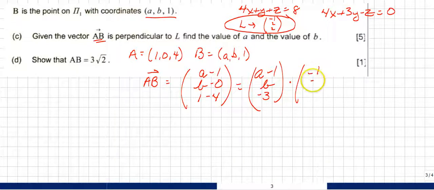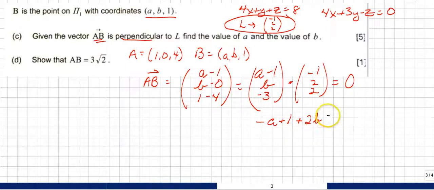Now, since they're perpendicular, their dot product has to equal 0. So I'm going to set that up: (-1, 2, 2) dotted with (a-1, b, -3) has to equal 0, because we're trying to find a and b. Dot product, you just multiply and add again. So (a-1) times -1 is -a plus 1, plus 2b, plus -6, or minus 6, equals 0. So we have -a plus 2b equals, well, -5 to the other side makes positive 5.